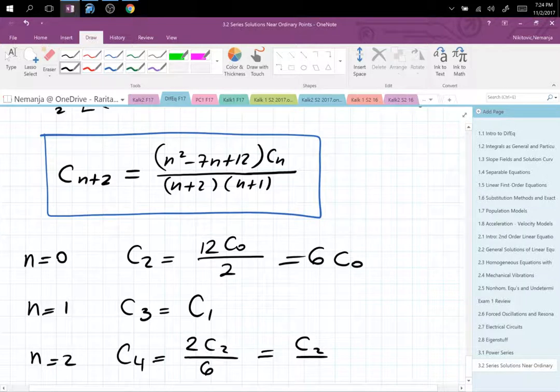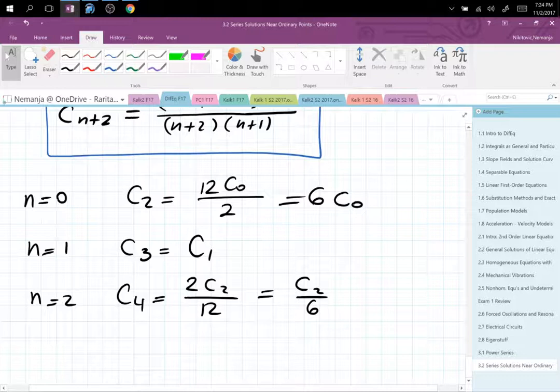C2 over 3. Four times 3 is 12. Where did the peeled off terms go? They go in front of the equation. We have x's as well. They get attached to x to the n, yes.